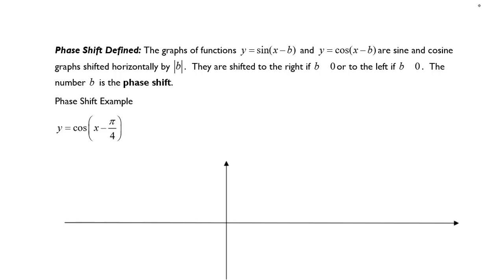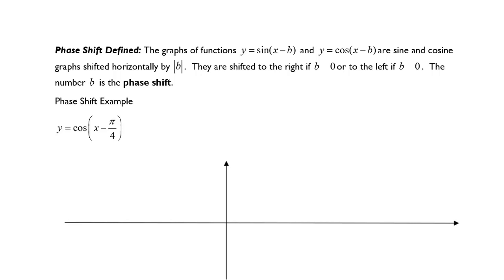Welcome back to part 4 on sine and cosine functions. We're going to look at the phase shift now. The graphs of functions y equals sine of x minus b and y equals cosine of x minus b are sine and cosine graphs shifted horizontally to the left or to the right by the absolute value of b. So how far b is shifted from the point 0, 0 along the horizontal axis.